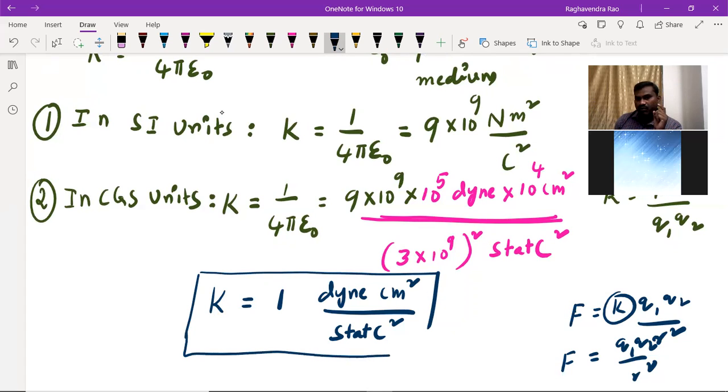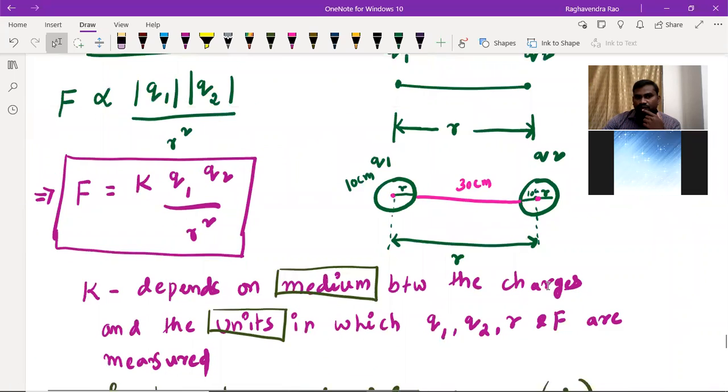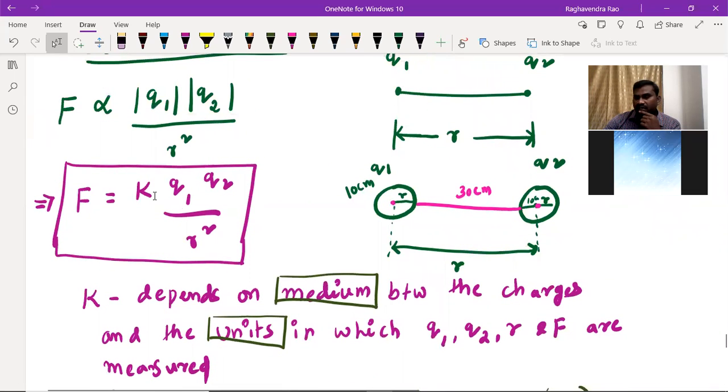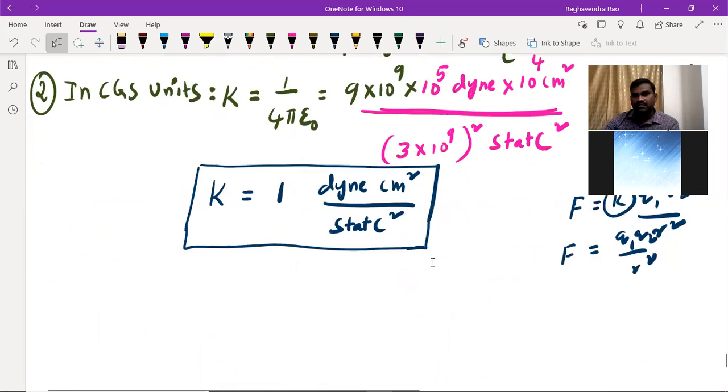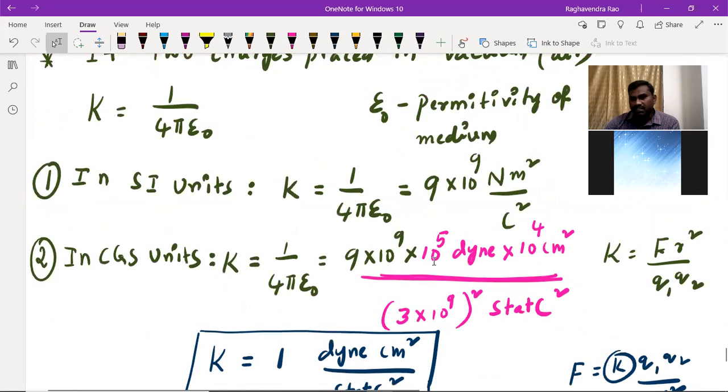In JIPMER, one time they asked a question based on these CGS units, with K equal to 1. In the NEET examination, so far they have not asked any question like this, but once in JIPMER they asked a question on this CGS unit value of K. So force is K into Q1 Q2 by R square. K represents the medium parameter, which depends on medium and units. The value of K can be represented like this. Okay, right. So is it completed?